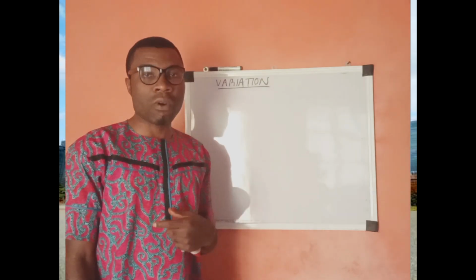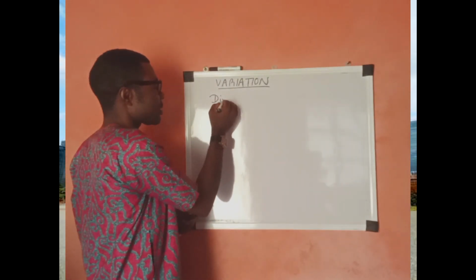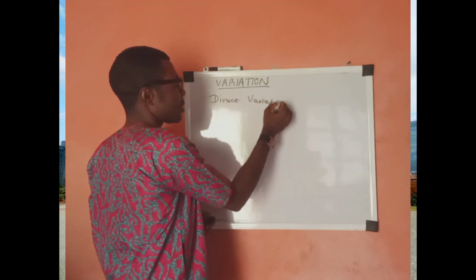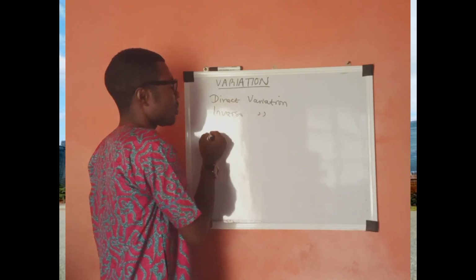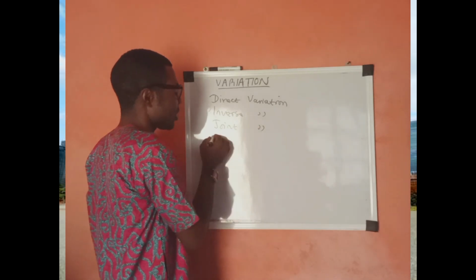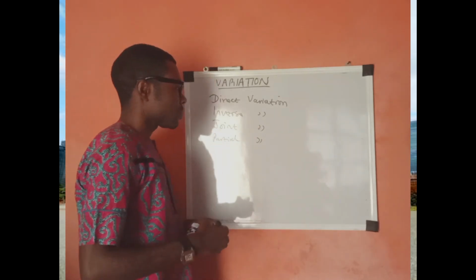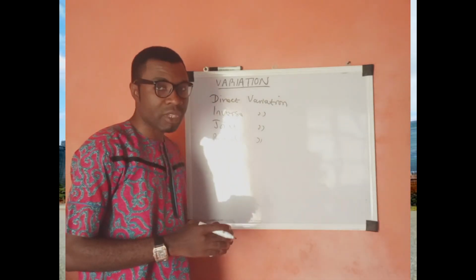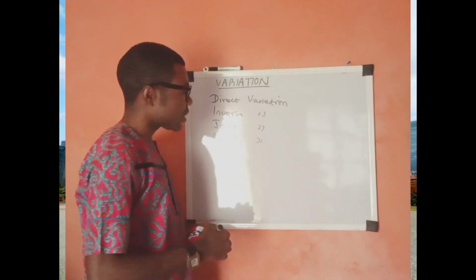We have four basic types of variation. We have direct variation, we have inverse variation, we have joint variation, and we have partial variation. Direct variation is what we're going to discuss now. We're going to take it gradually. Later we'll look at inverse, we'll look at joint, and then partial variation.